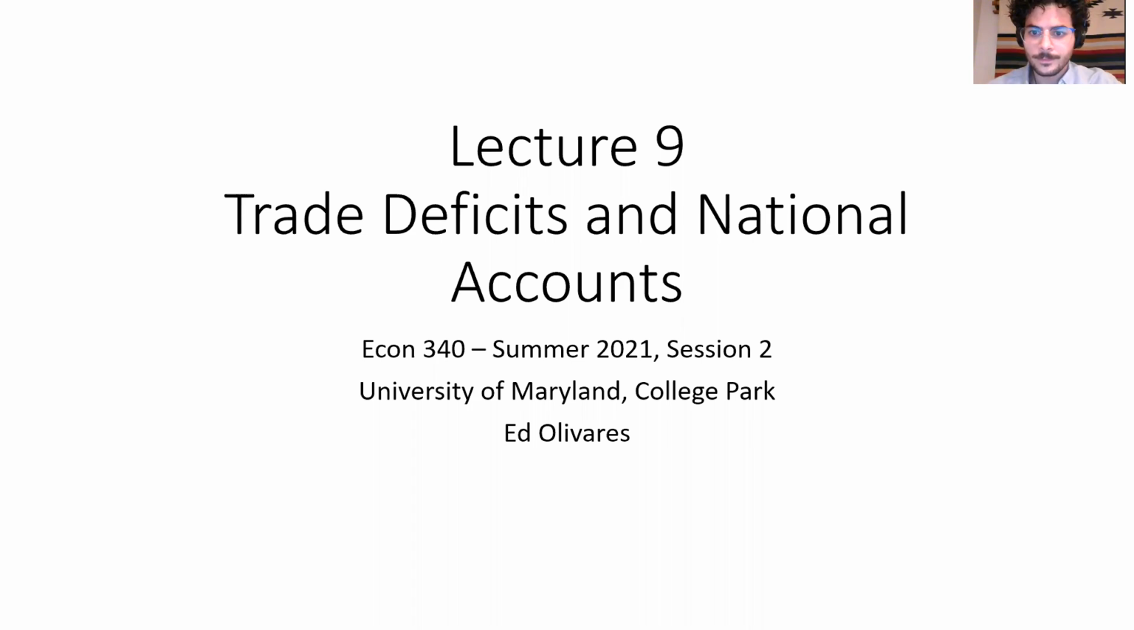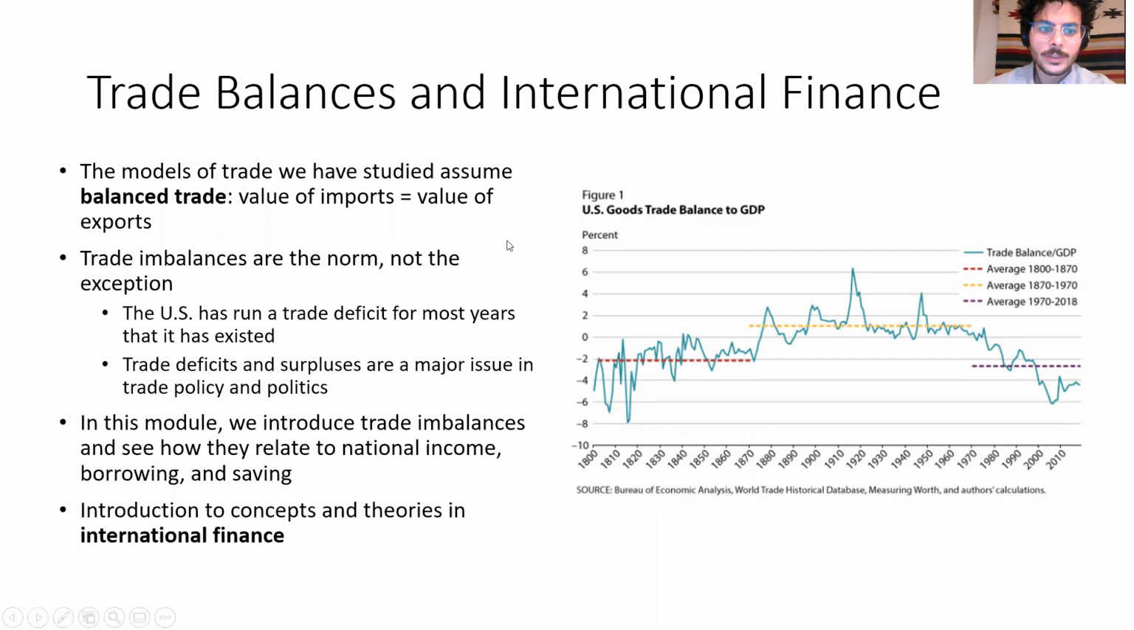So all of the models of trade that we have studied so far have assumed balanced trade. That is, that the value of imports is equal to the value of exports. However, in the real world, trade imbalances are the norm, not the exception. In fact, the US has run a trade deficit for almost every year that it's existed. Trade deficits and surpluses are also a major issue in trade policy, and especially the politics surrounding trade policy. So it's a very important issue to understand.